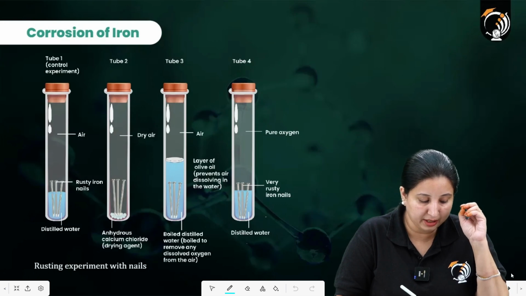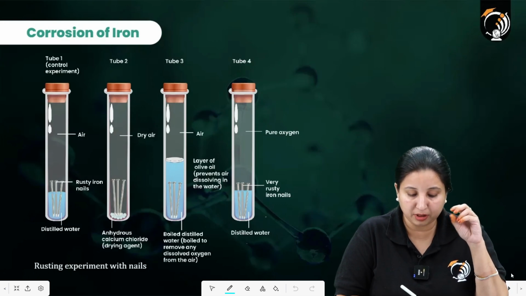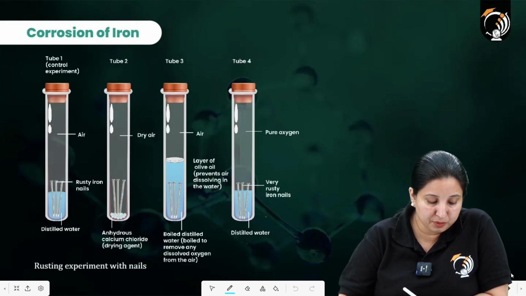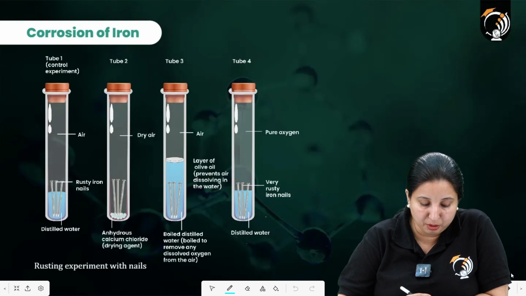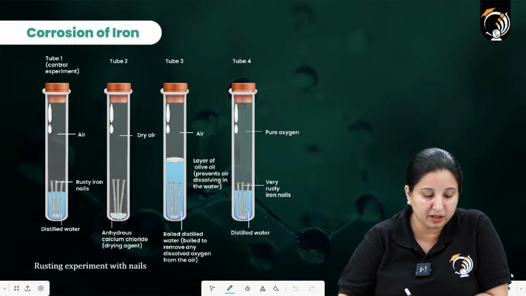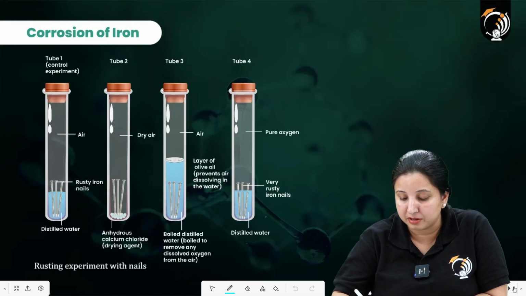So now look, in the case of tube 4, the iron is going to rust the most. Why? Because we are using pure oxygen, we are using water, and we are not removing anything from there. Even tube 1 is particularly a control experiment. So if we compare the second, third and fourth tube, then the fourth tube iron is going to rust first.